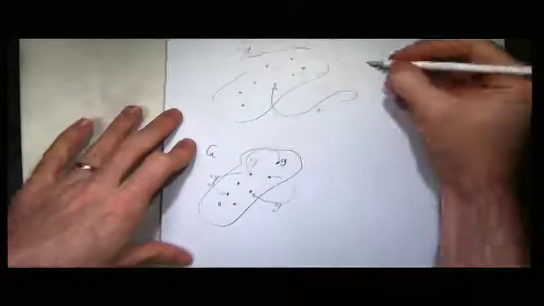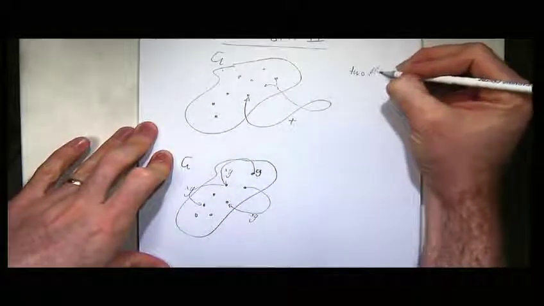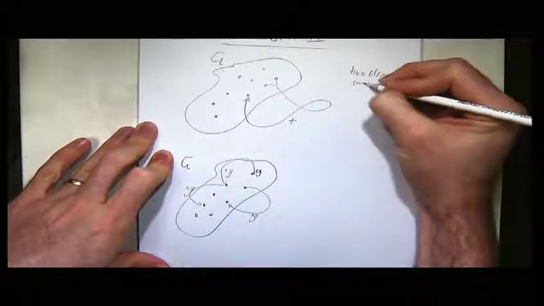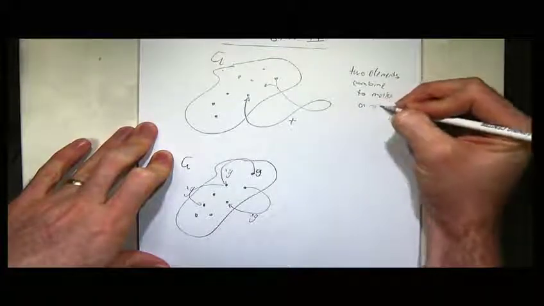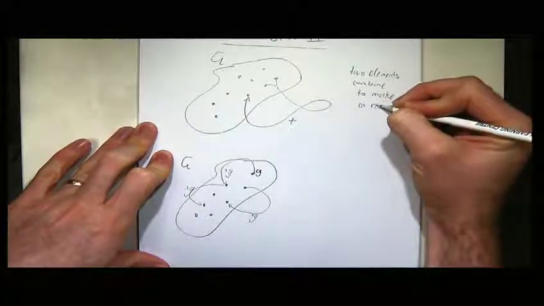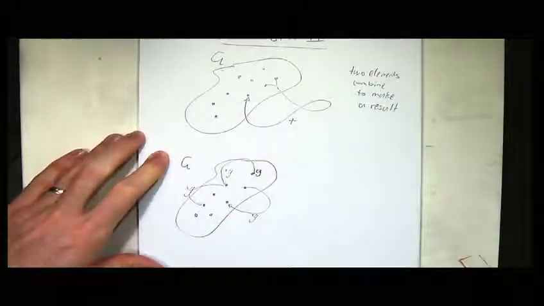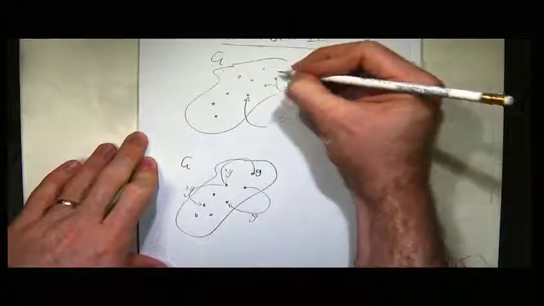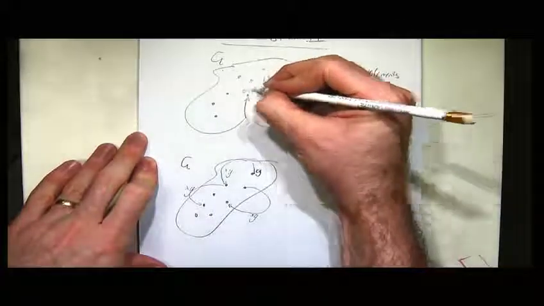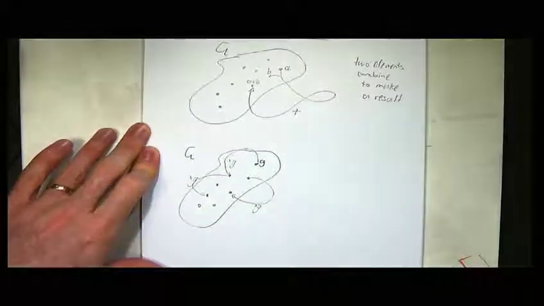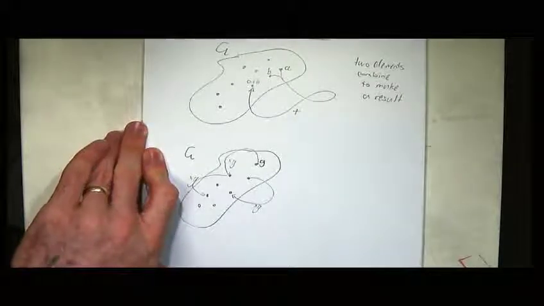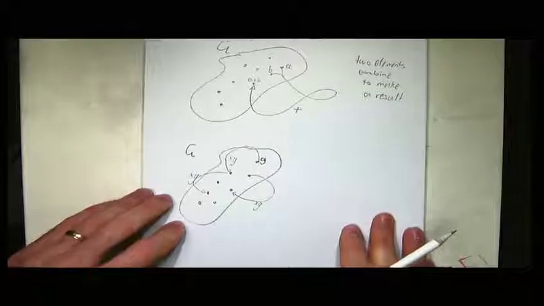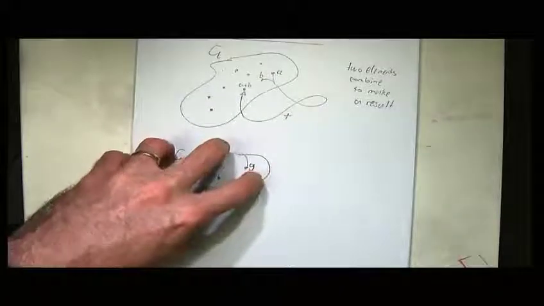So I'll just say two elements combine to make a result. Okay, so this might be A, this might be B, and this would be like A plus B there. We represent that by Cayley tables. I don't know what you mean by that. Is that like a multiplication table? Yeah. Group table. Okay, so the group table fits much more with this idea than that one.